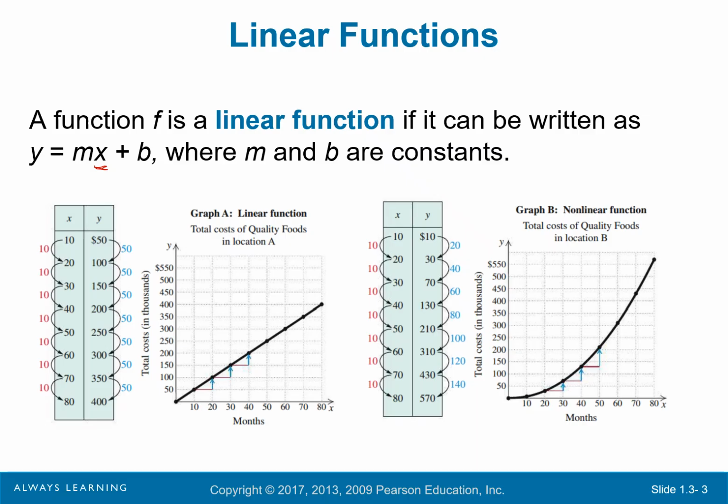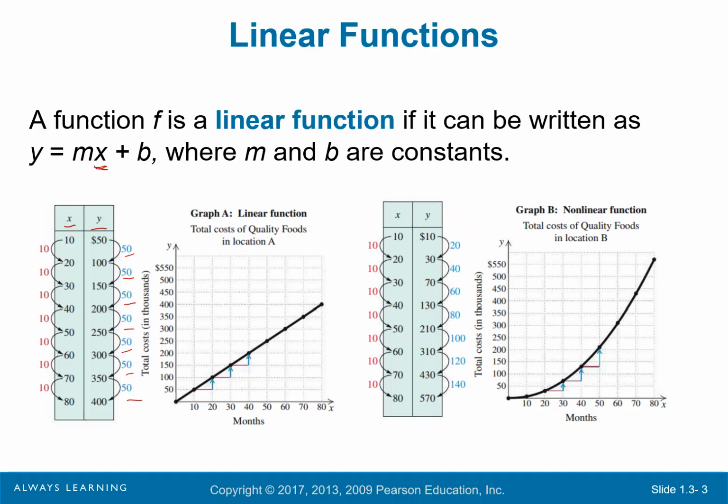Now, what happens when there's no exponent on the x is when we look at our xy tables, the change in y is the same every time. Notice in this example, it's 50 all the way down. And it leads us to have a perfectly straight line on the graph.